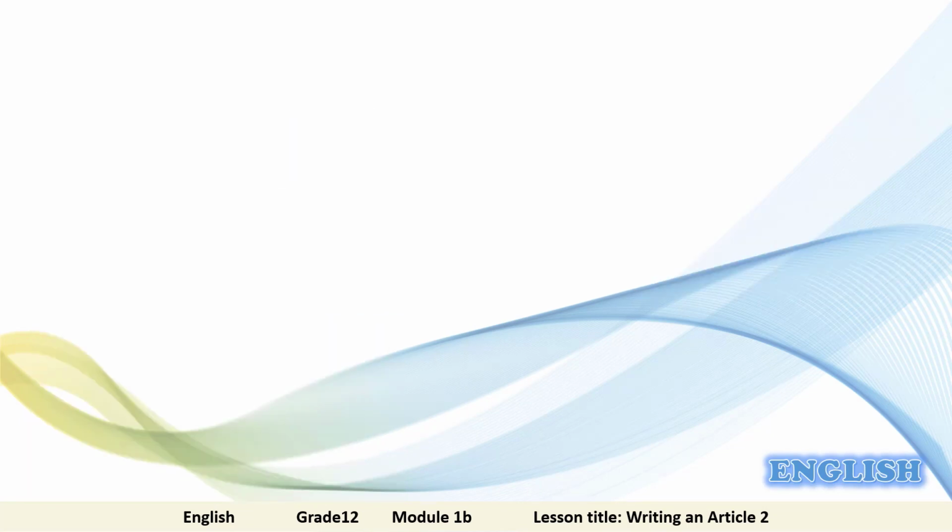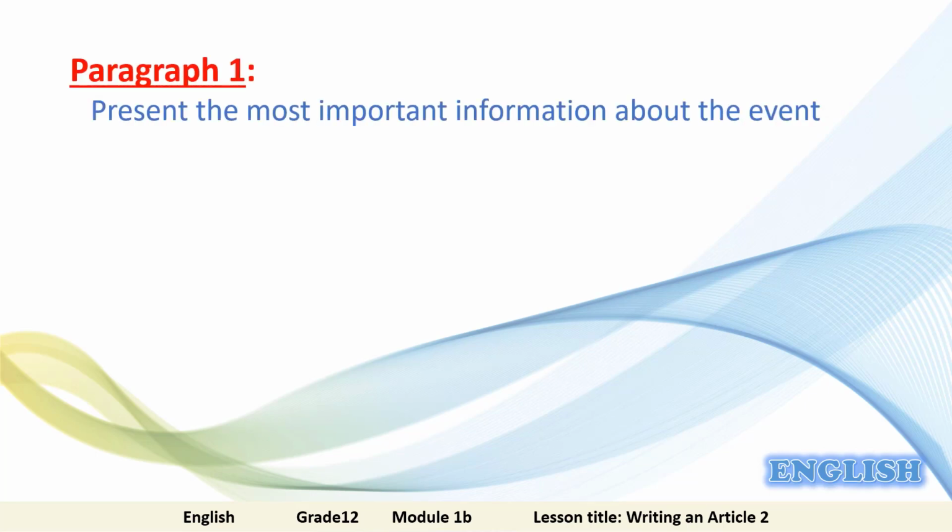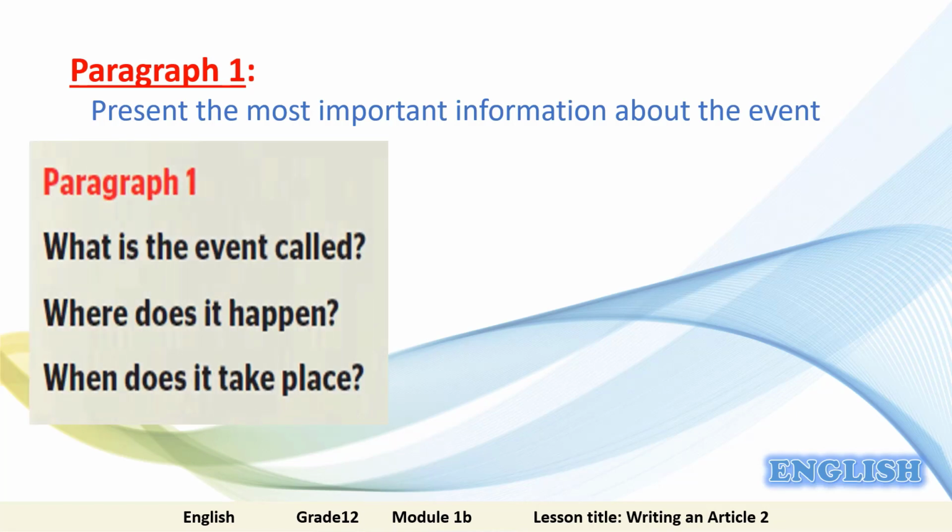After we're done writing our catchy title, we're proceeding to writing paragraph 1, which is about the most important information. So if we are planning the most important information, what exactly should we include? As you still remember, we talked about the 5 W's before. The what, the where, the when, the who, and the why. So let's tackle the first 3 questions here. What is the event called?